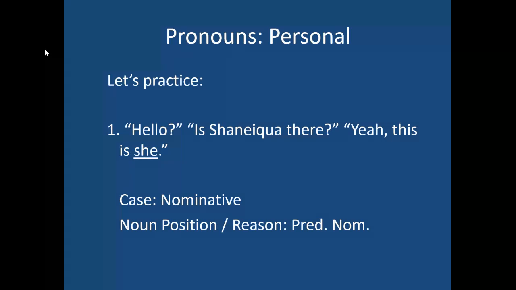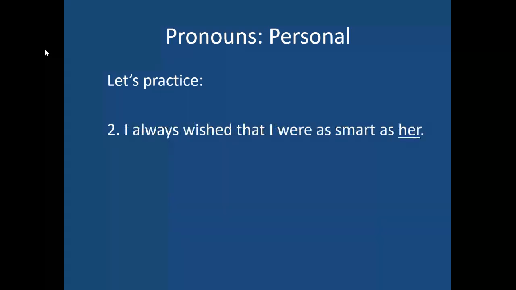The point here is if we know what noun position we're looking for, we can choose the right pronoun. And the reason that she is correct, even though it sounds very formal for Shaniqua, is because we're saying this is she. It follows the to be verb. It's a predicate nominative, so I get to use a nominative case pronoun. Way to go, Shaniqua.